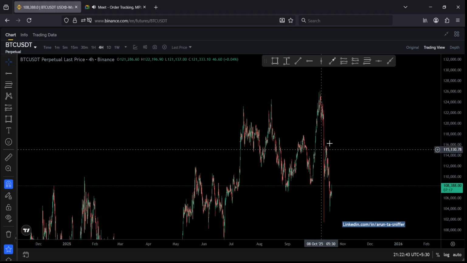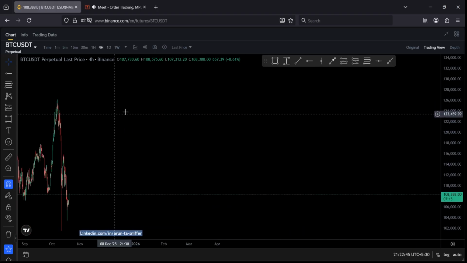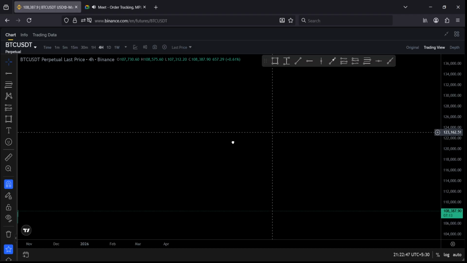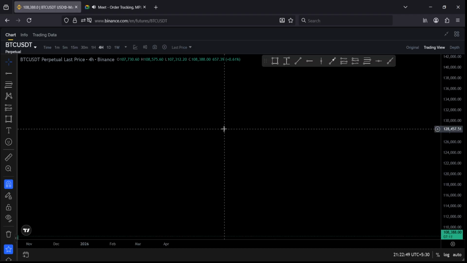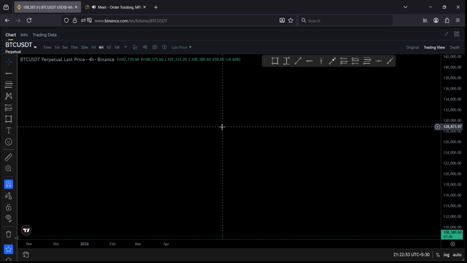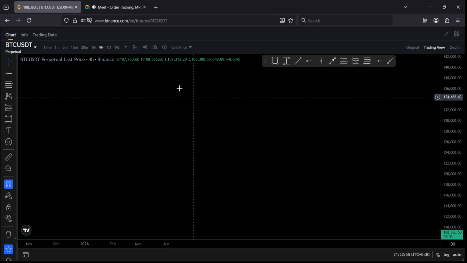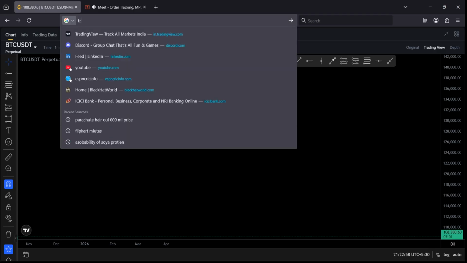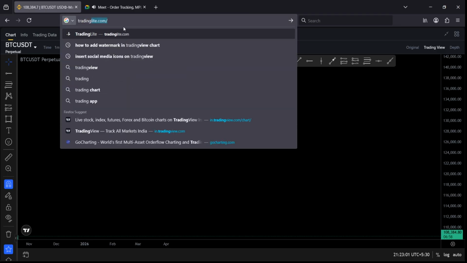Okay, so now we will discuss MPL and RS. Let's open TradingView.